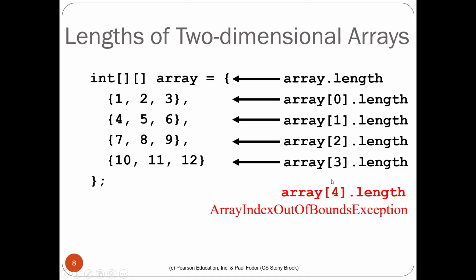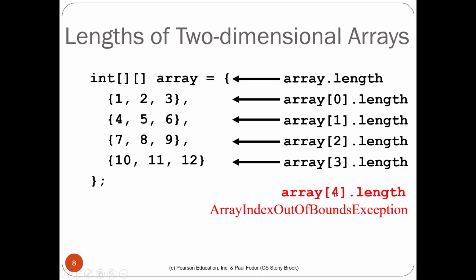We cannot use index 4 because its size is not 5. The number of rows is not 5. We have only 4 rows. So any attempt to access the 5th row of this array will result in an exception, because we don't have the 5th row.